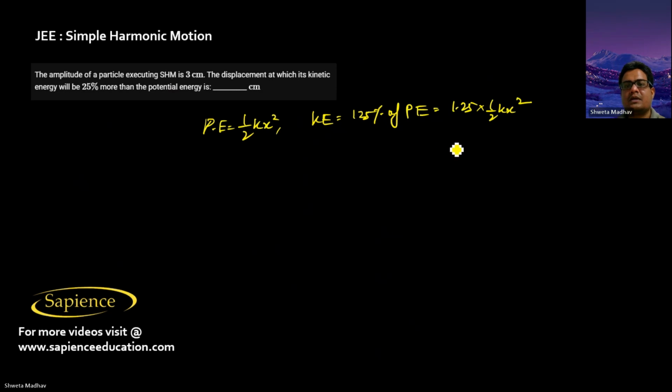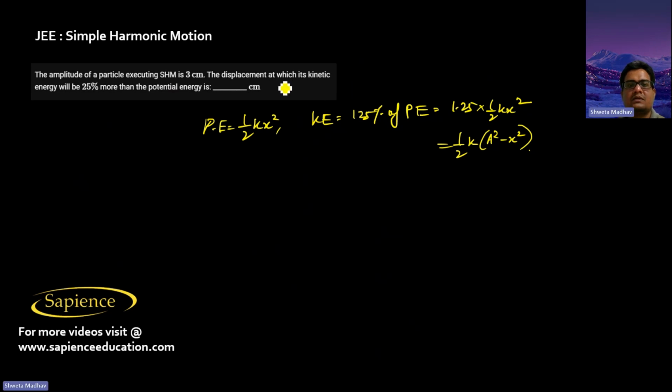Then it is told the amplitude of a particle executing SHM is 3 centimeter. The displacement at which its kinetic energy will be 25% more than its potential energy is? So we know that the potential energy is half kx square, and kinetic energy is told to be 25% more than this, meaning 125% of the potential energy, which is 1.25 into half kx square. That is equal to half k into a square minus x square.